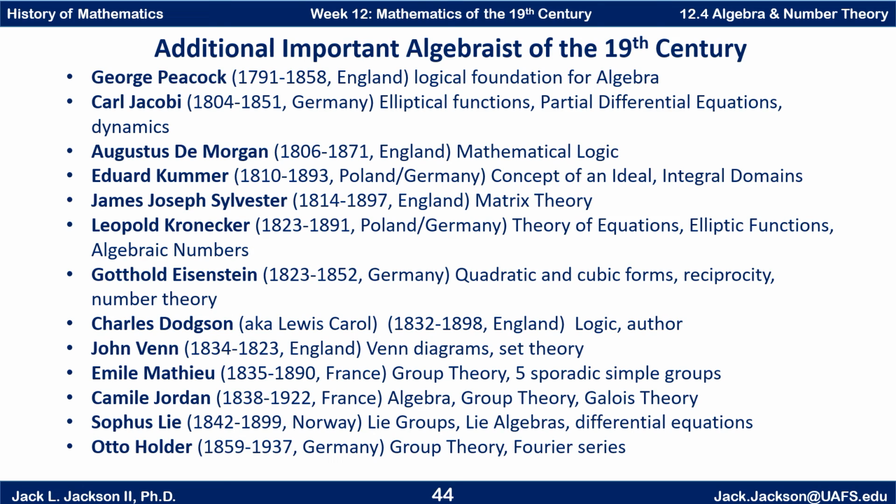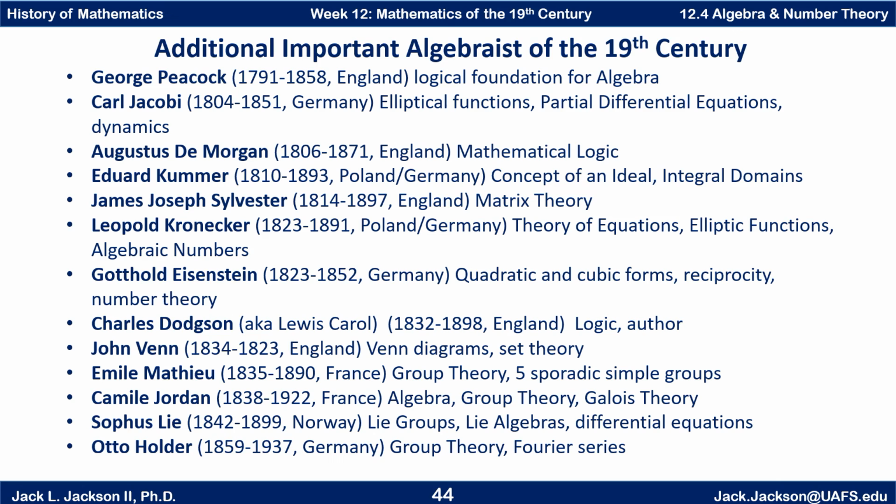James Joseph Sylvester from 1814 to 1897 in England did work with matrix theory, so that led to matrices and linear algebra. Leopold Kronecker lived from 1823 to 1891 in Poland and Germany. He did work on the theory of equations, elliptic functions, and algebraic numbers. Gotthold Eisenstein lived from 1823 to 1852. He was German. He did work on quadratic and cubic forms, reciprocity, and number theory.